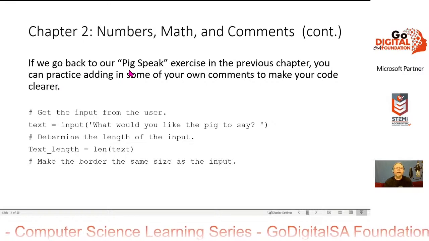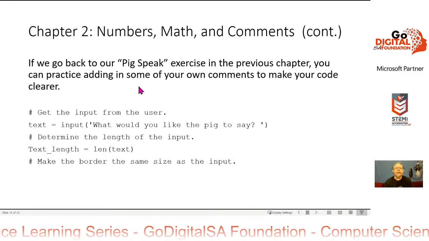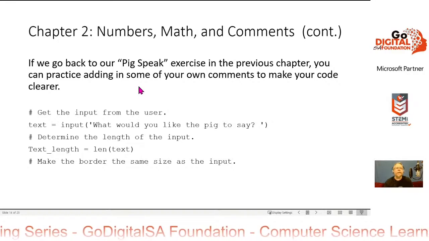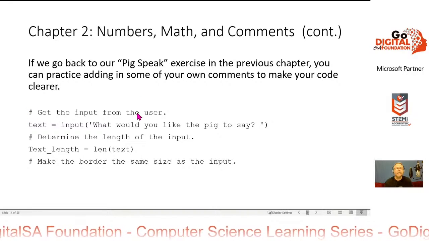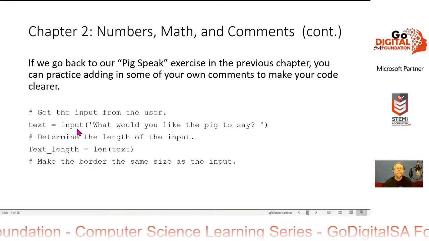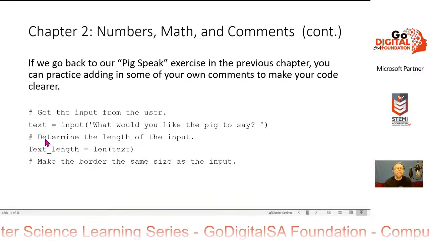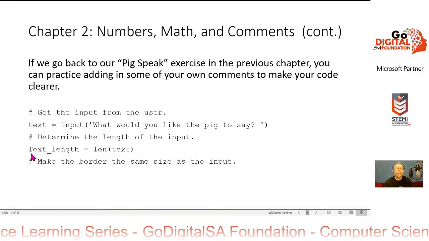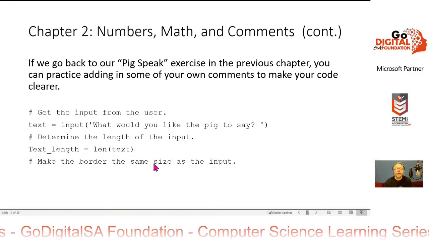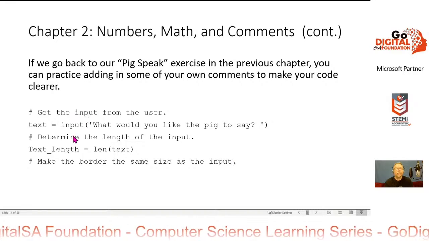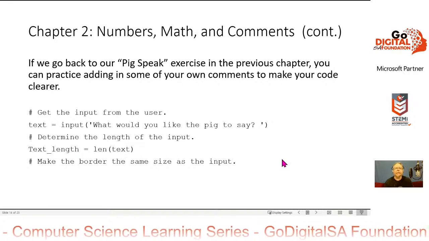If we go back to our pig speak exercise in the previous chapter, you can practice adding in some of your own comments to make your code clearer. So here we've added a comment, get the input from the user. So text equals input, what would you like the pig to say? Here's a comment, determine the length of the input. So text length equals length text. Make the border the same size as the input. Okay, so we've just added comments to each piece of code to explain what it does.